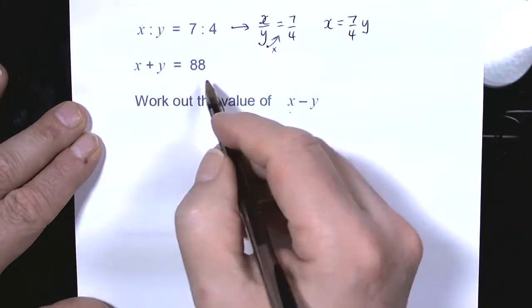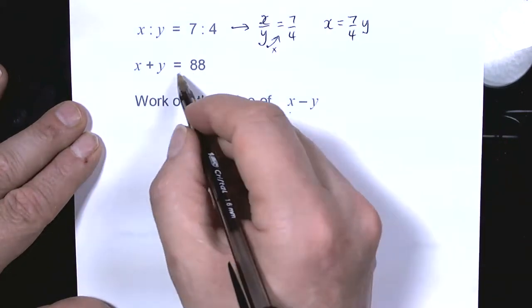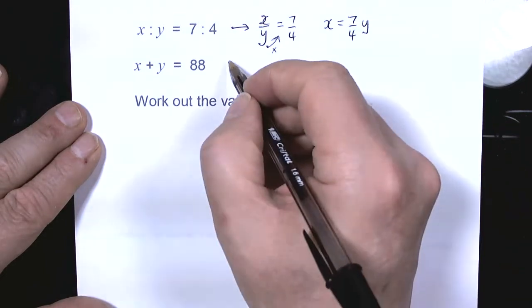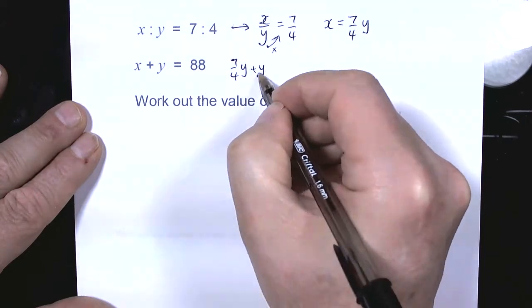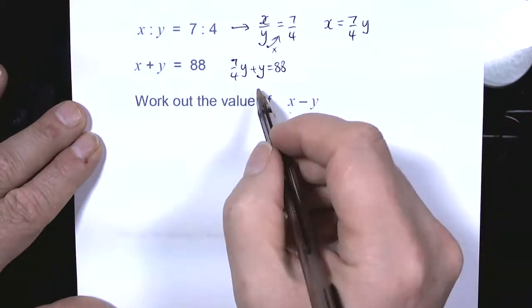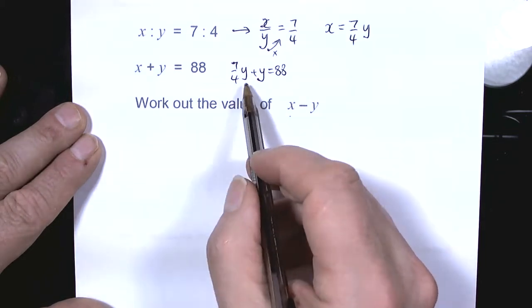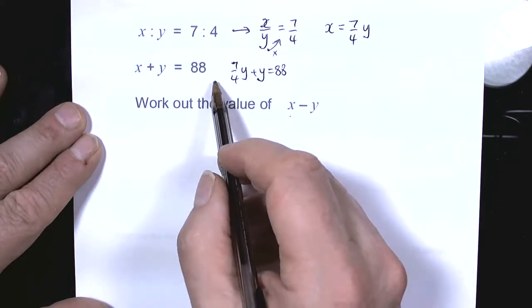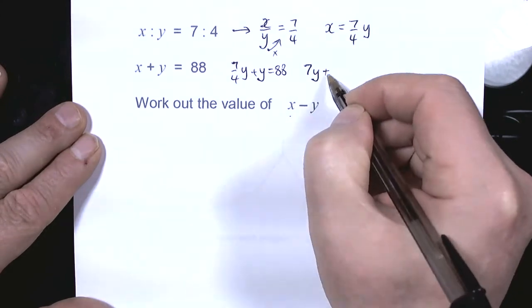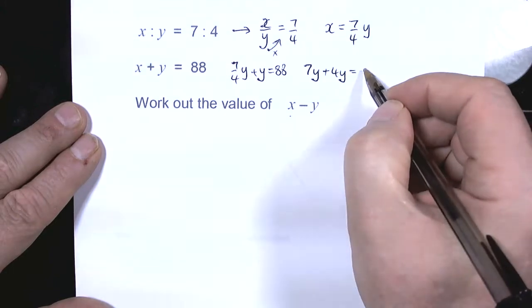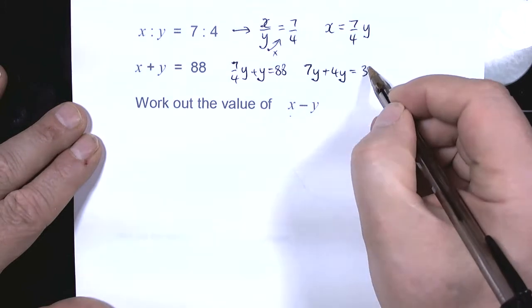Then we can replace the x here, because we're going to have x in terms of y, because when we solve equations we need a single letter. So we have 7/4 of y plus y equals 88. My advice is that when you're dealing with fractions, the easiest way to do this on a non-calculator paper in particular is to just multiply everything by 4. So we end up with 7y's plus 4y's equals 4 lots of 88, 352.